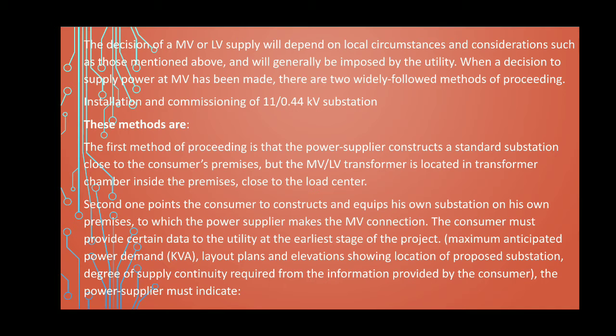The second method depends upon the consumer, who constructs and equips its own substation. That is also among the things regarding the electrical substation and practices. These things are required for power supply. To make the MV connection, the consumer must provide certain data to the utility and to the electrical substation. So those things are also essential in electrical power systems.